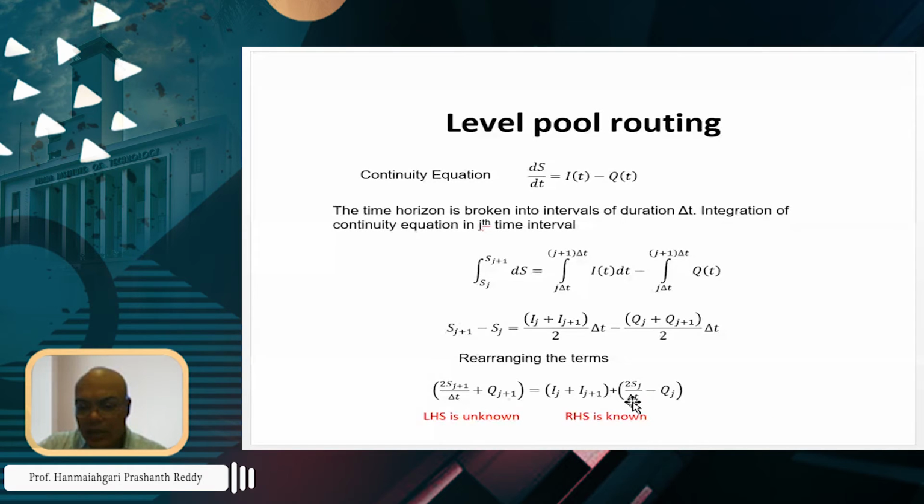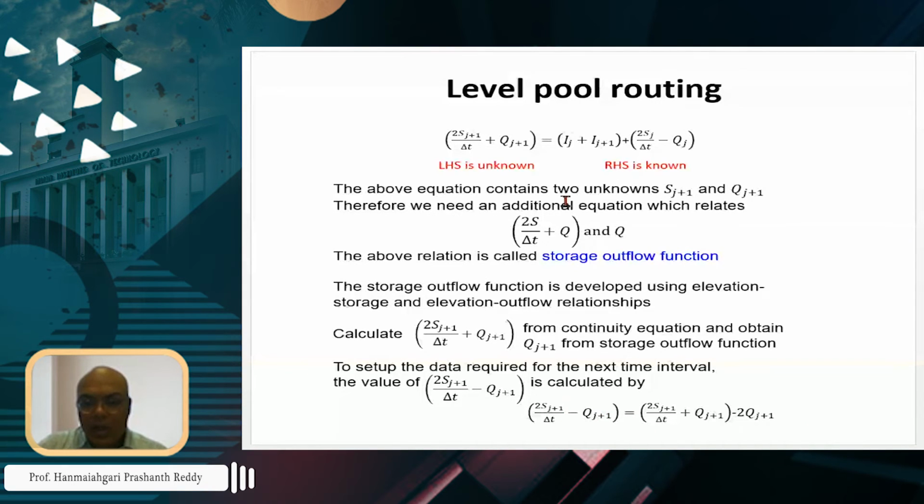Here delta t is taken as the time interval of the inflow hydrograph. Okay, the time interval given in the inflow hydrograph is taken as delta t. So you see this equation, the left hand side is unknown, but there are two unknowns. So this is only one equation, but two unknowns. So we need another equation. That equation we get from the invariable relation between storage and outflow discharge.